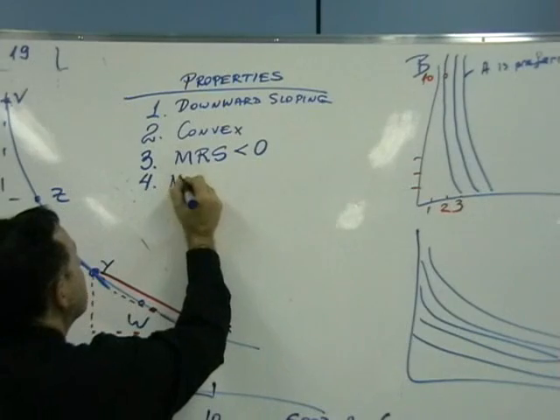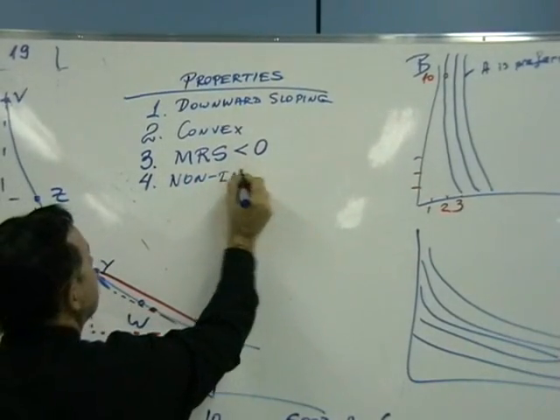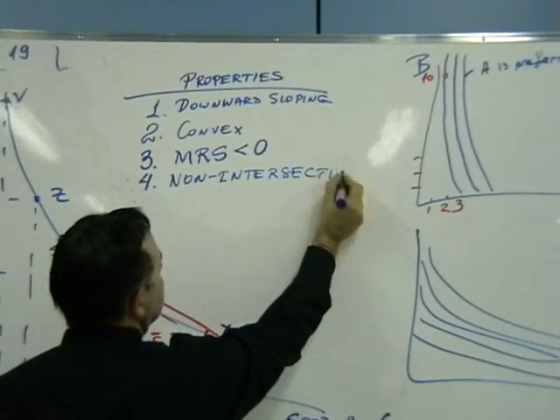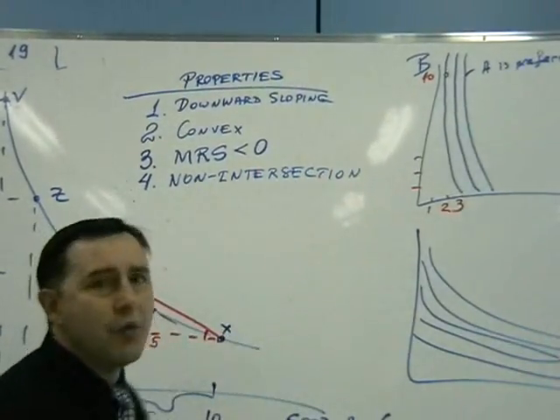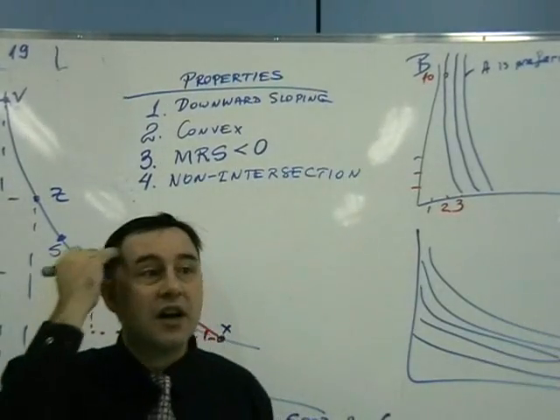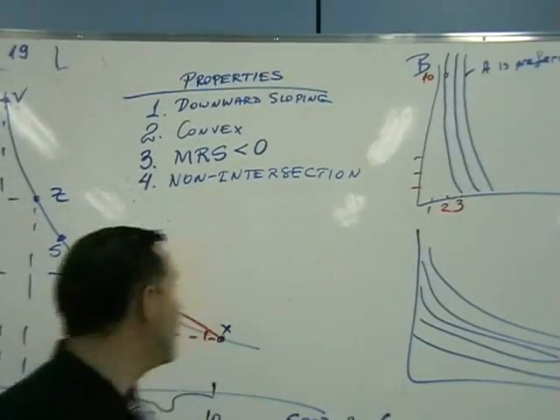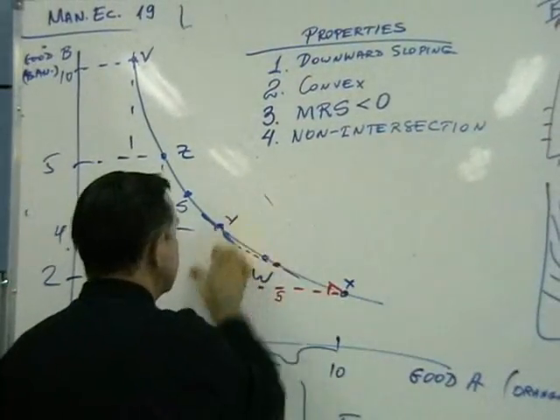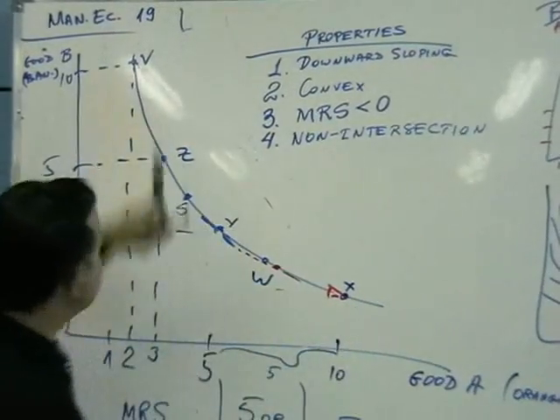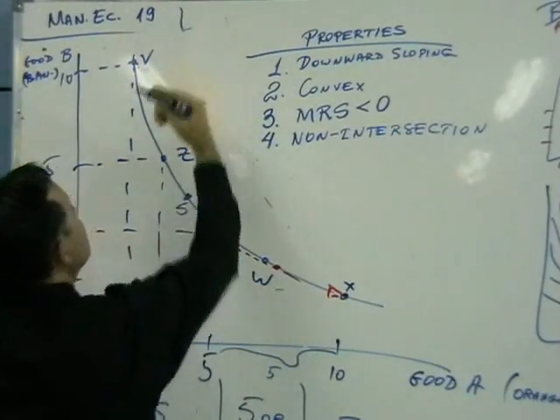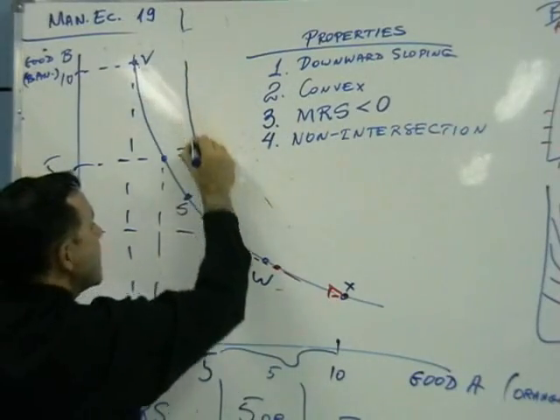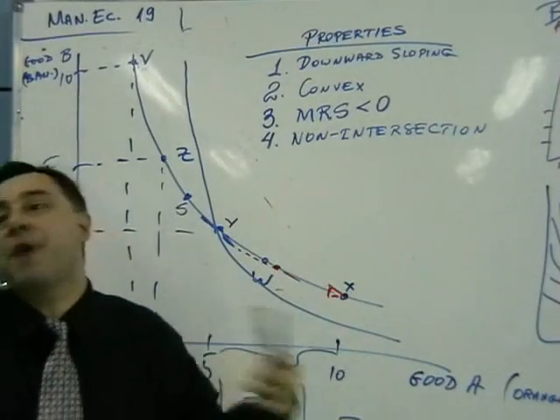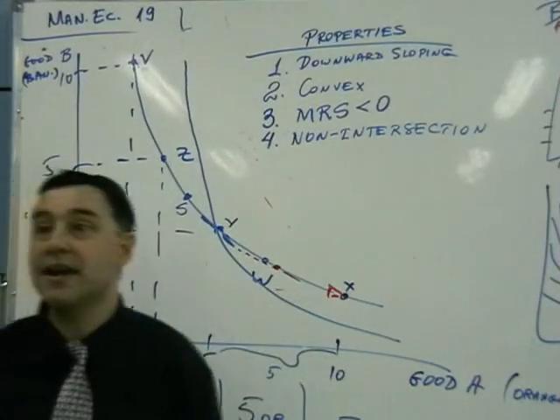So, non-intersection. So how is it possible that two curves could intersect? Well, let's see what will happen. So this is the one curve, and then you have a different indifference curve for the same person, of course, and that indifference curve runs like this, right? So suppose that these two intersect, right?